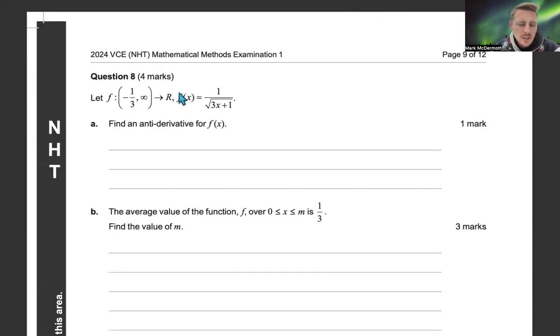All right, f is a function from -1/3 to infinity, 1 on the square root of 3x plus 1. Find an antiderivative of that. All right, so we need to take an integral. An antiderivative, so we can take the indefinite integral, yeah? So it's going to be 3x plus 1 to the -1/2 dx. And this is just the power rule, I think.